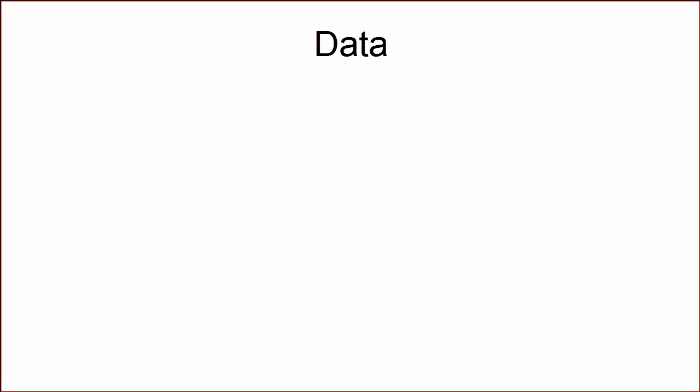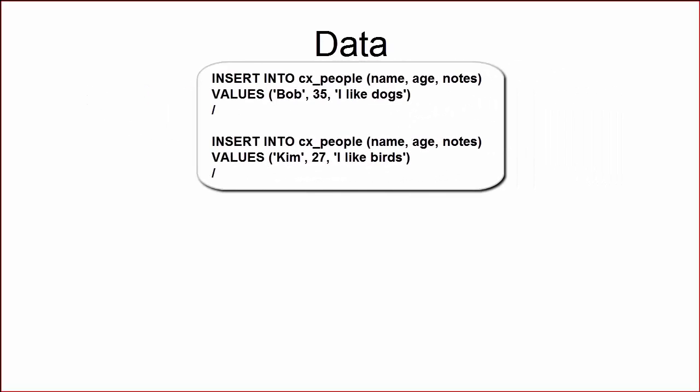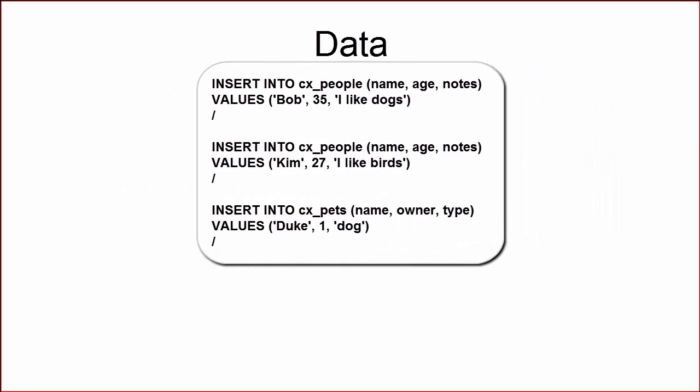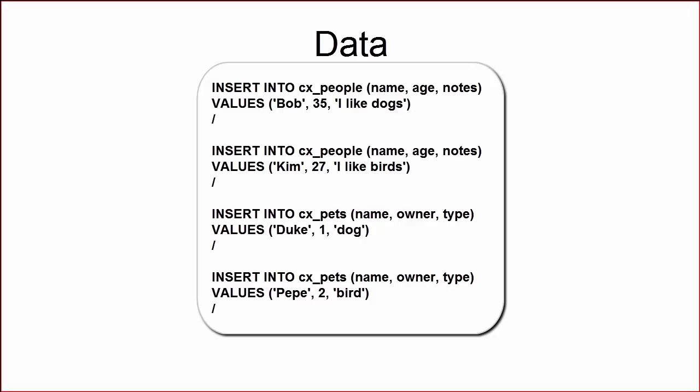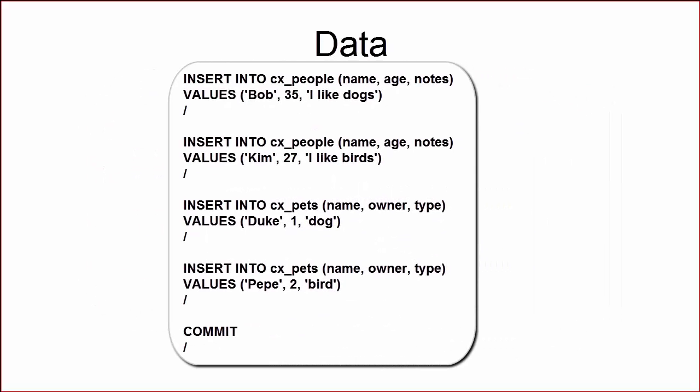Alright, we've got our tables made. Let's add some data. First we'll add Bob. He's 35 years old and he likes dogs. Then we'll add Kim. She's 27 years old and she likes birds. Of course, Bob needs a dog, so we'll add Duke, and Kim needs a bird, so we'll add Pepe. And let's go ahead and commit our changes.